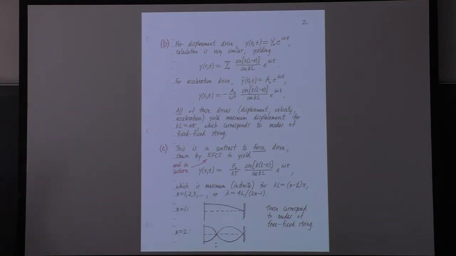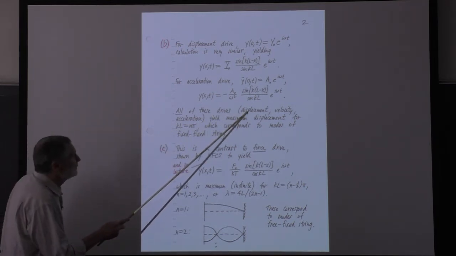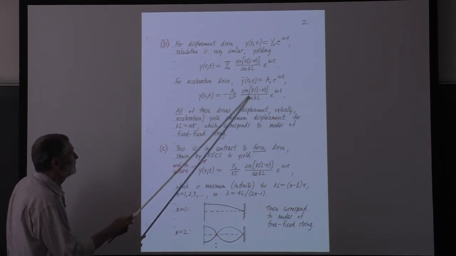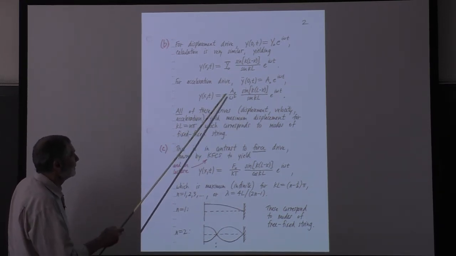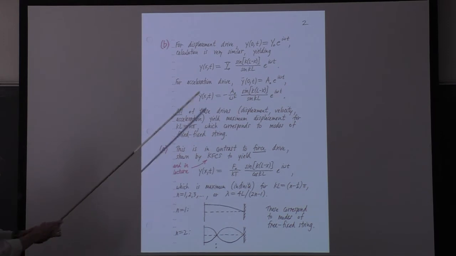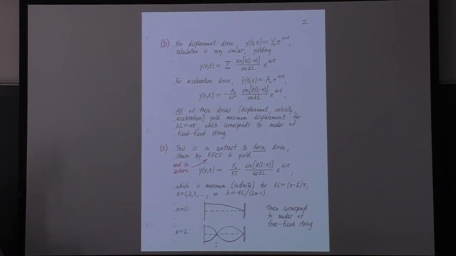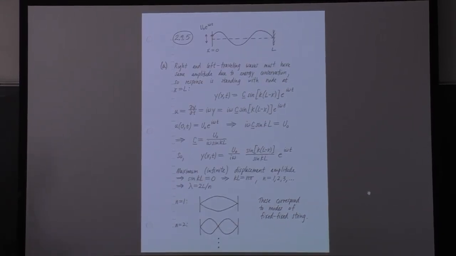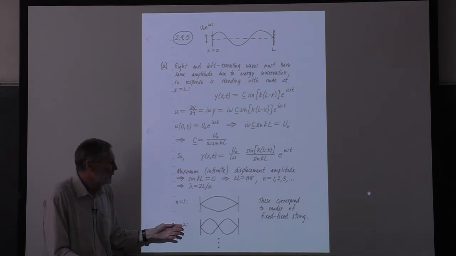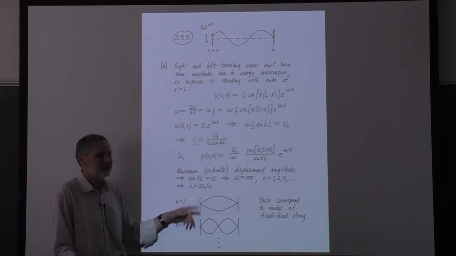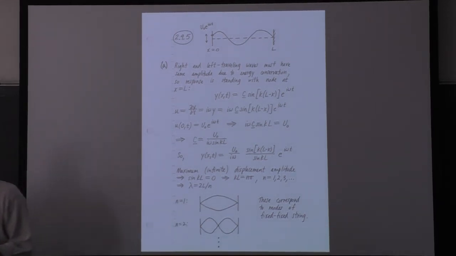So all of these drives: we started off with the velocity drive, this is the displacement drive, and this is the result of the acceleration drive. They all have maximum amplitude when KL is equal to an integral number multiple of pi. So the resonances are all going to correspond to the normal modes of a fixed string.